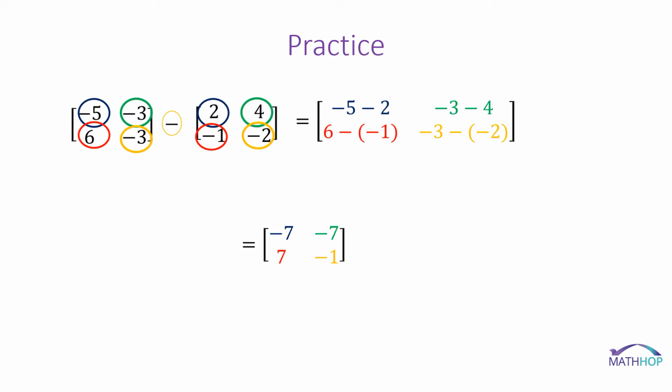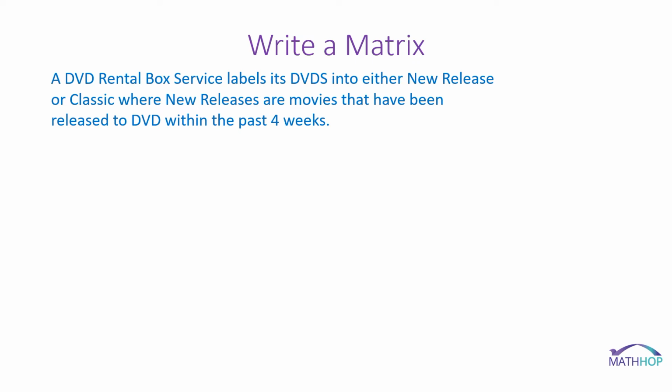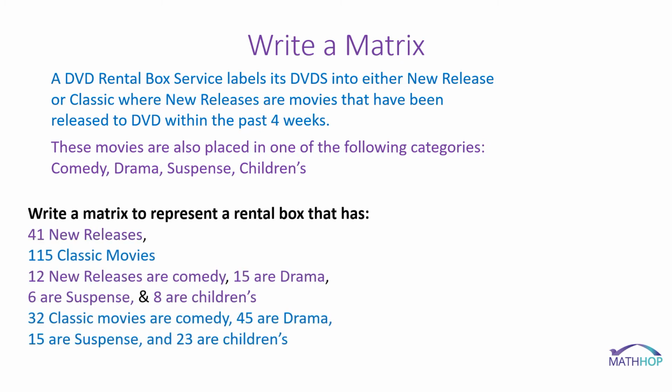All right, we have added them, we have subtracted them. You will often be given a scenario and asked to write a matrix to match the scenario. So let's do one. A DVD rental box service labels its DVDs into either new release or classic, and new releases are defined as movies that have been released within the past 4 weeks. Okay? So these movies are also placed into one of the following categories. So you can be new release or classic, comedy, drama, suspense, or children's. Write a matrix to represent a rental box that has a whole bunch of information here.